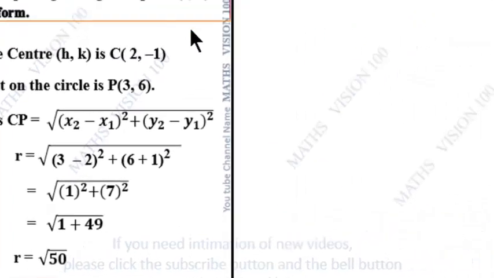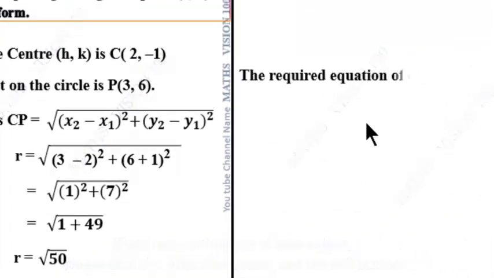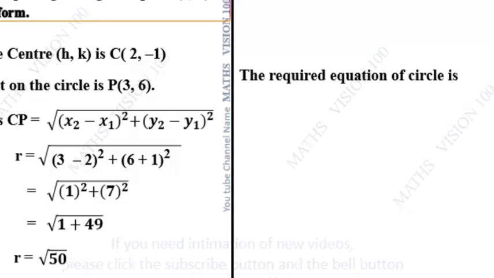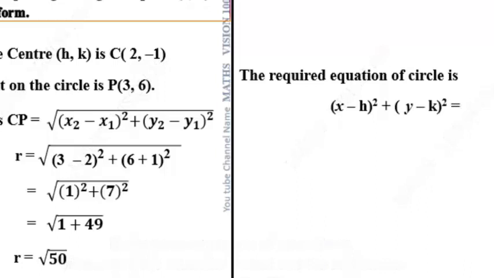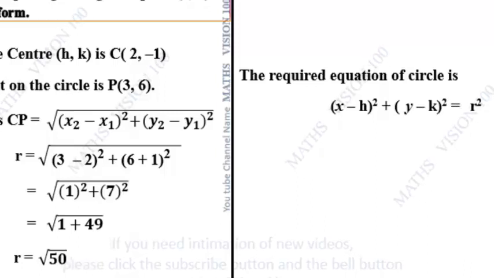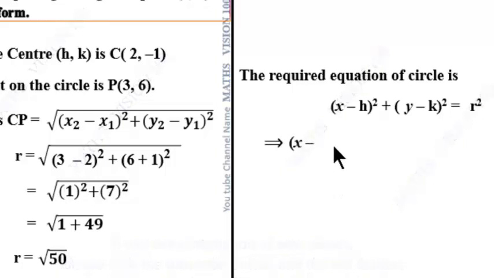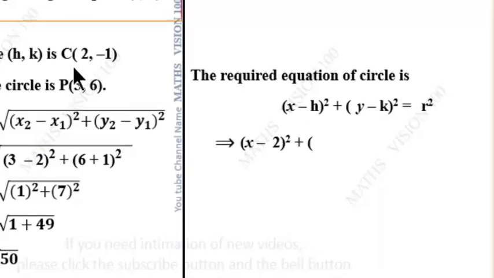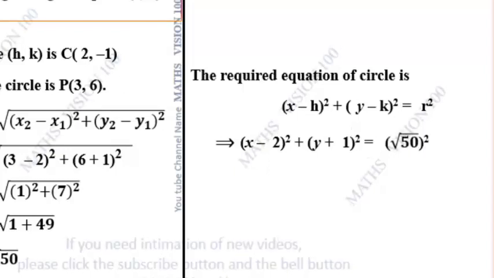Now the radius and center are known, so the equation of the circle: the required equation of the circle is (x minus h) the whole square plus (y minus k) the whole square equal to r square. Implies (x minus 2) the whole square plus (y plus 1) the whole square equal to the root 50 square.